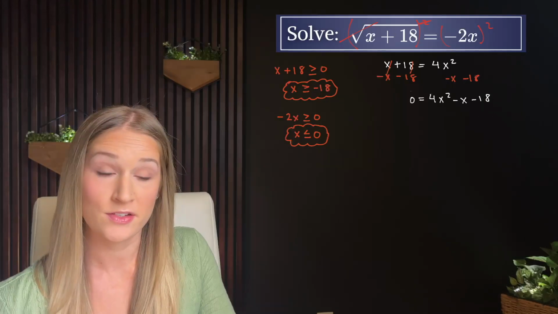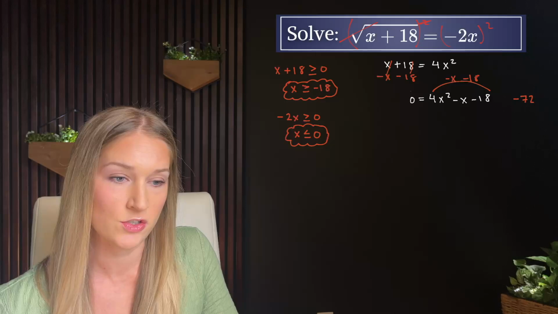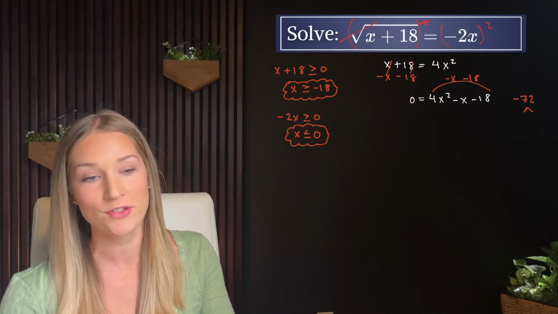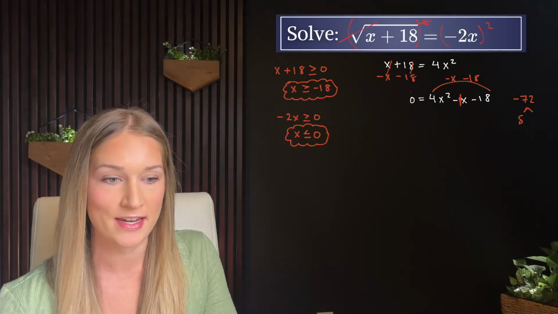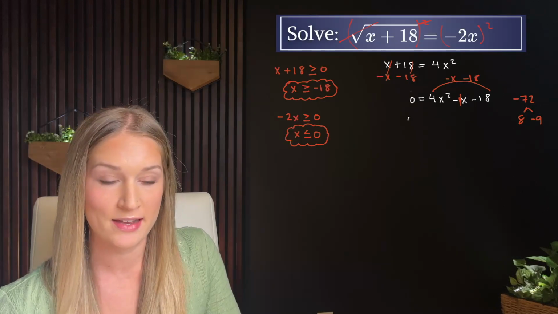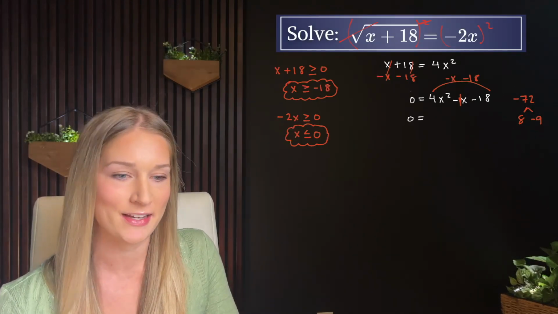I can factor this one because when I multiply 4 and negative 18, I get negative 72. And there are two numbers that multiply to negative 72, but also add to negative 1, which is our linear term. Those numbers are 8 and negative 9. So since I can factor, I'm going to do that. I'll factor by grouping. You factor however you want, and I will meet up with you in just a second.